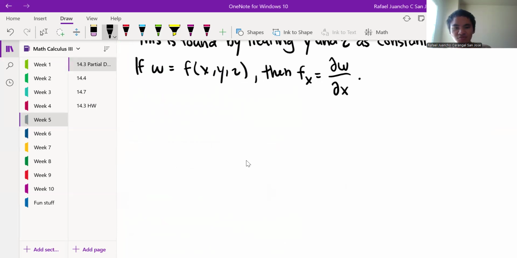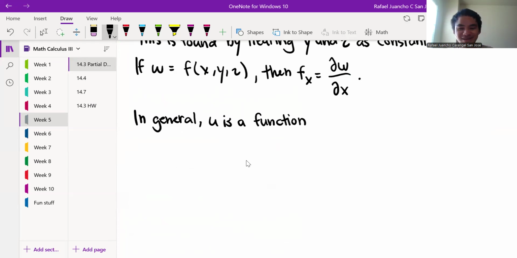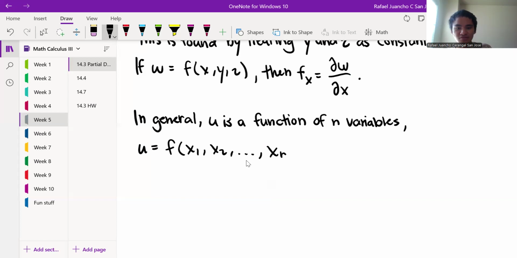Okay, so just to make it general. So in general, let's say u is a function. So here we're just going backwards. Okay, so we have u. It's, let's say, a function of n variables. So not even two, not even three. We're just making it general all the way to n. And so we're saying that u is some function that has some values x1, x2, all the way to xn.